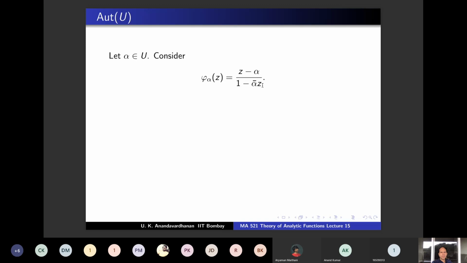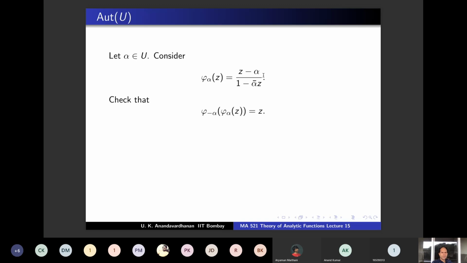(az + b)/(cz + d). So consider these functions, and I'm not doing it on the slides, but you check. For alpha, minus alpha is also in U, no? Mod alpha is less than 1, mod minus alpha is less than 1. So phi minus alpha is also there. You check that phi minus alpha composed with phi alpha is the identity map.